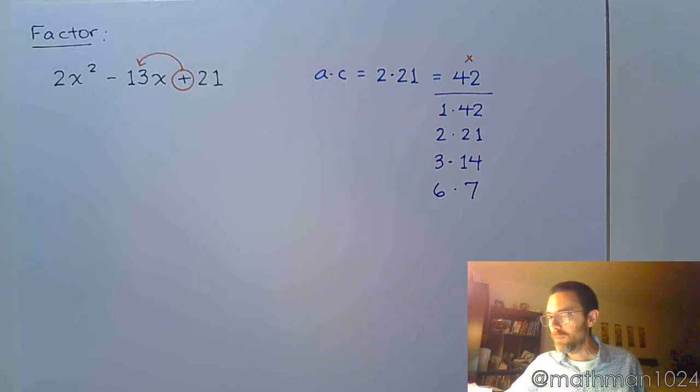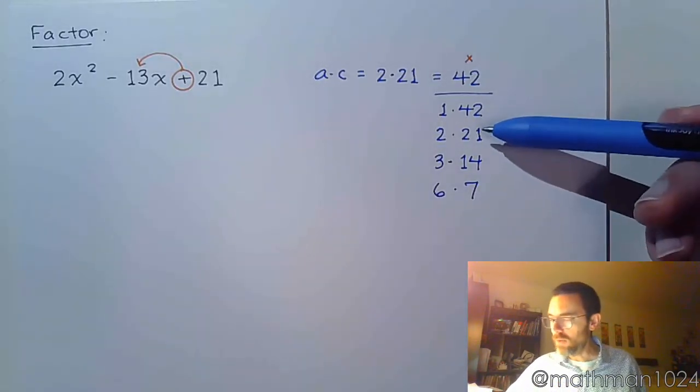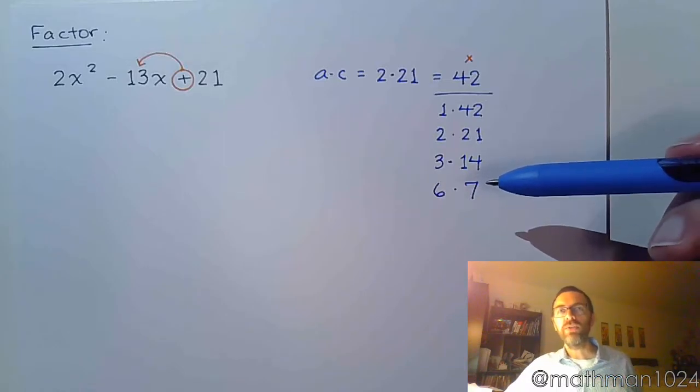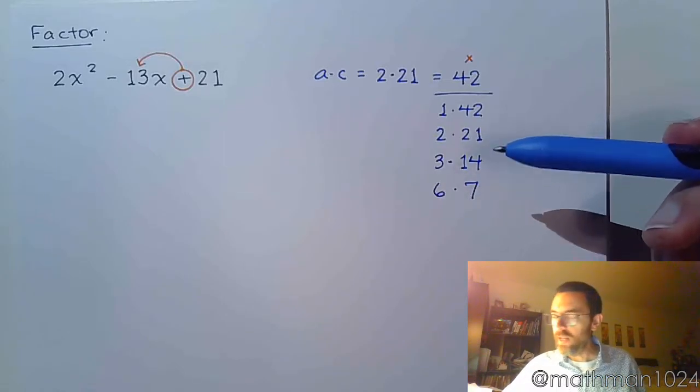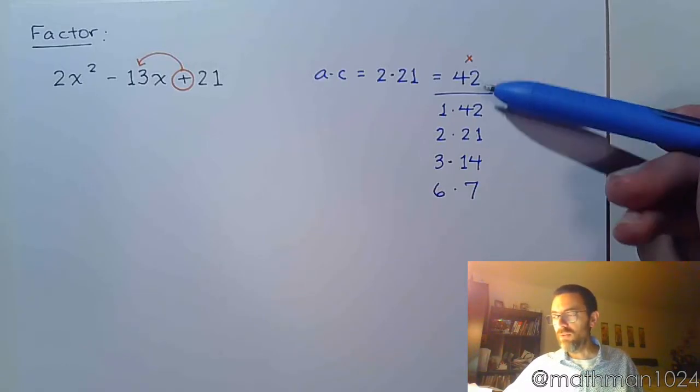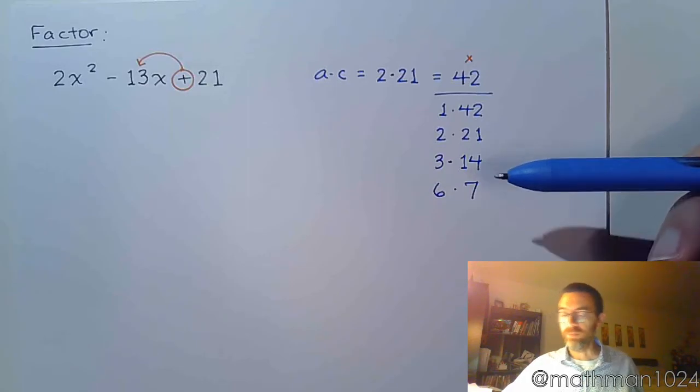Now, I recommend that every time you do the AC method, anytime you're trying to do the factoring, list all of your factor pairs. Get in the habit of doing this, that way it's easier for you to remember what those factor pairs are, especially for something like 3 times 14. A lot of times we forget that that is a factor pair for 42.